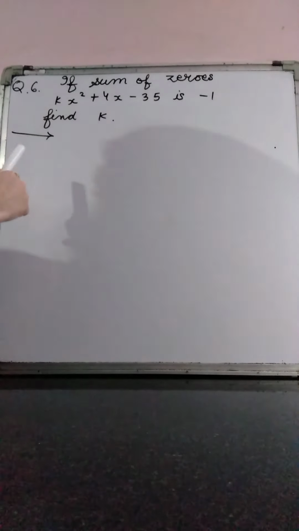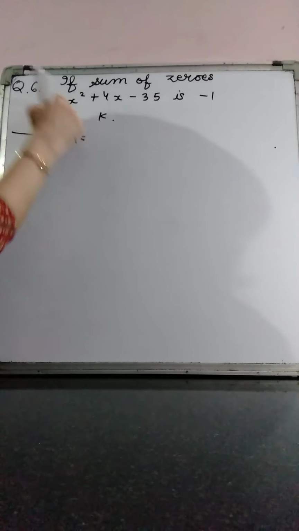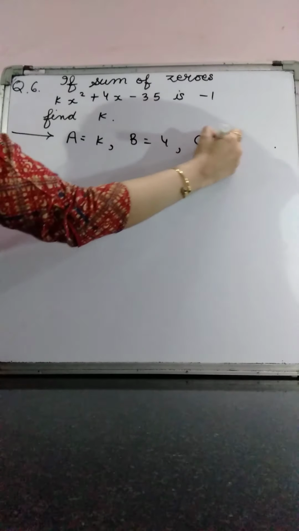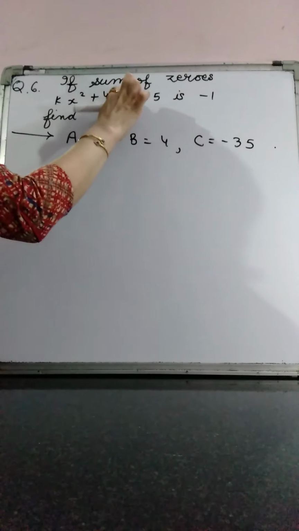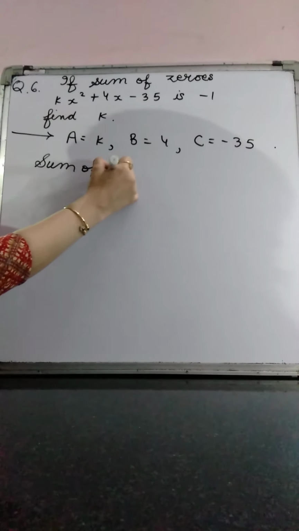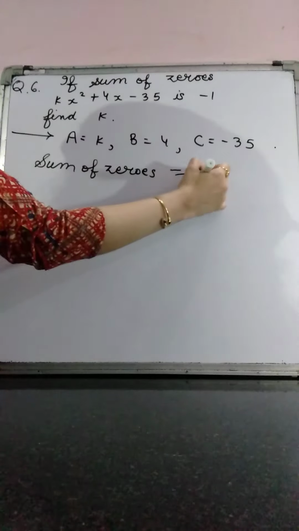Now sixth question is, if sum of zeros is minus 1, find the value of k. First of all, compare it. The value of a is k, the value of b is 4, and the value of c is minus 35. Given that sum of zeros is equal to minus 1.